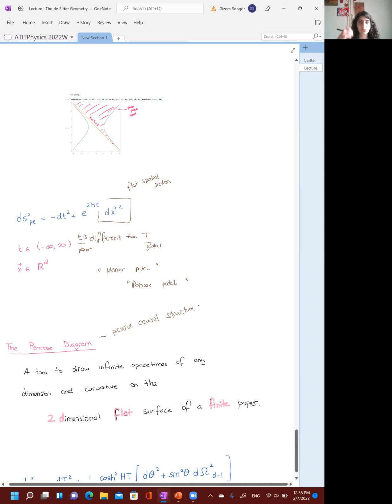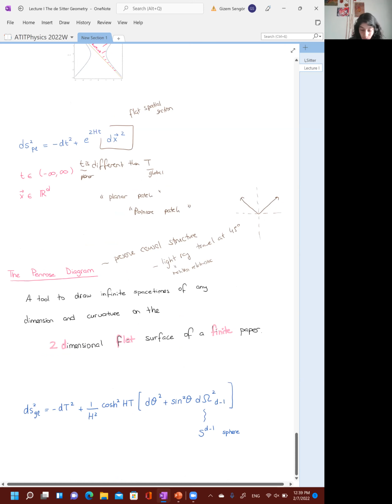So when you draw lines on them, you see that if they cross, they will affect each other. But if they don't, such events will not affect each other. And on these diagrams, light rays, so that also means massless things, relativistic things, travel at 45 degree straight lines. So if this is our coordinate axis, light rays go like this. This just means either a right moving light ray or a left moving light ray. And then we will see some features of the de Sitter spacetime, which will be important at the very end.